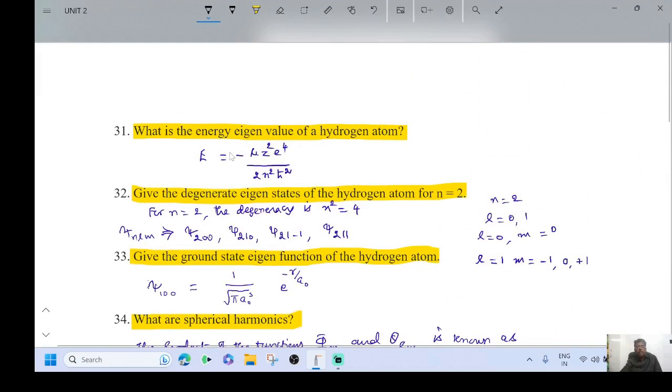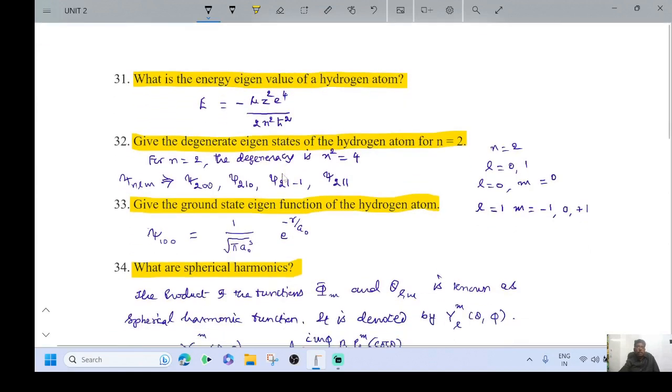What's the energy eigenvalue of hydrogen atom? E equal to minus mu Z square e power 4 divided by 2 n square h cross square is the energy eigenvalue. Give the degenerate eigenstate of the hydrogen atom for n is equal to 2.